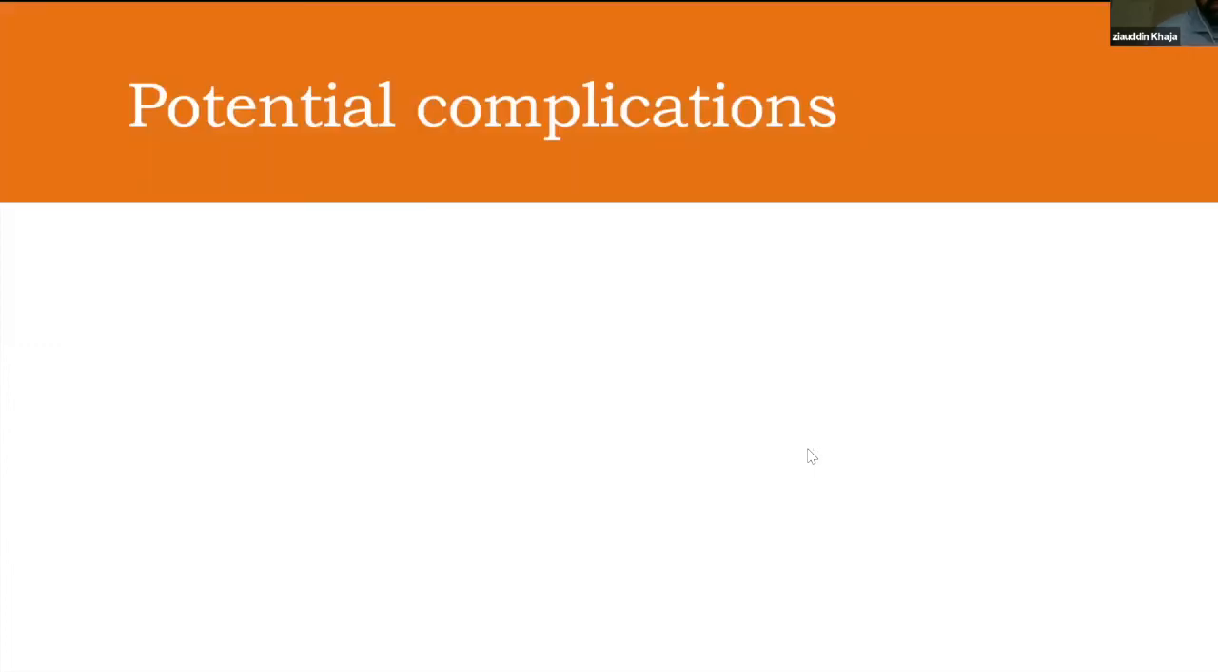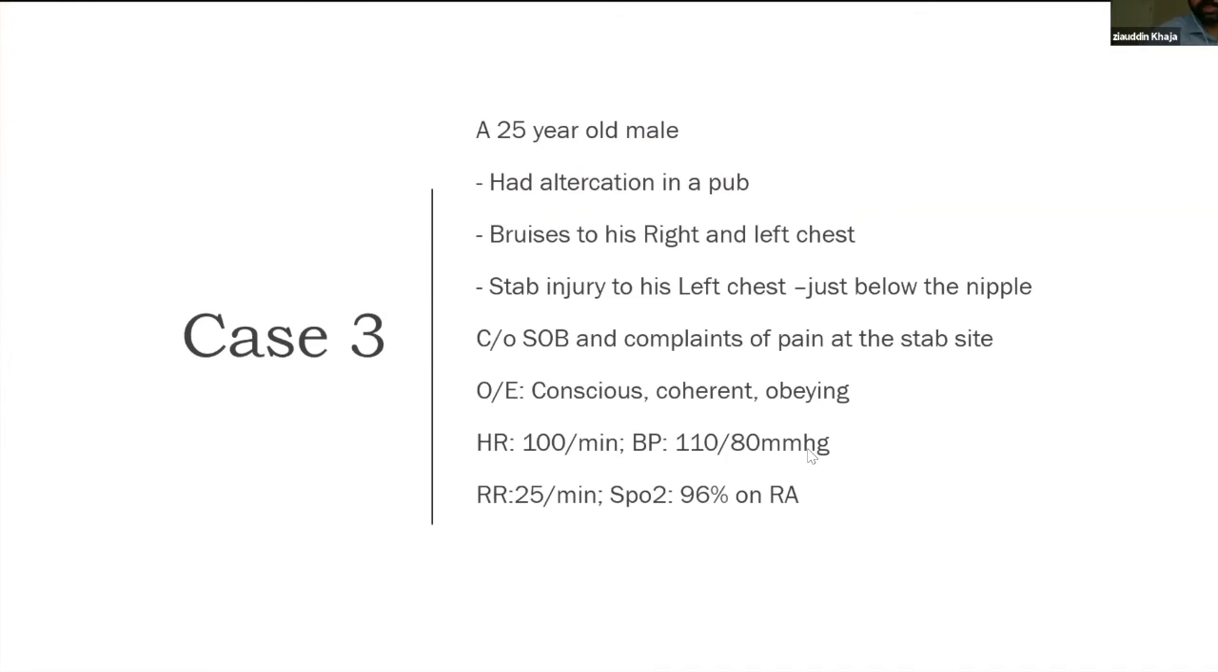Right. So what are some possible potential complications? Let me go back a slide. With this picture, bruises on both his right and left, and a stab injury that the patient reports, what could be potential complications? Open pneumothorax, right. Left ventricular damage. Haemothorax as well. So there could be many possibilities.